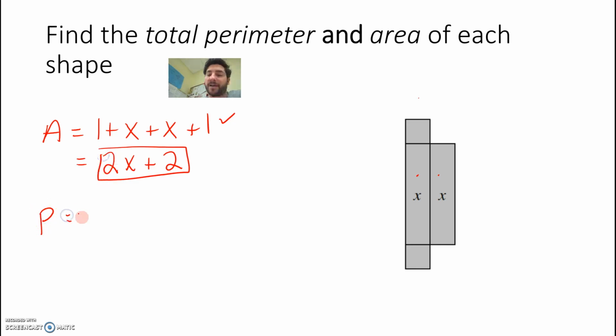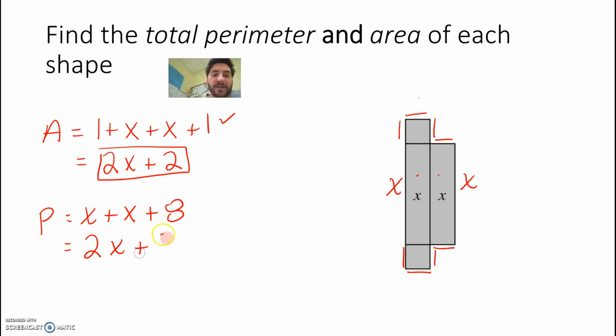So what about the perimeter here? Well, I've got all these as 1s, 1, 1, 1, 1. This is an X. This is an X. This is a 1, 1, 1, and a 1. So if I were to add all those together, I have an X plus another X plus 1, 2, 3, 4, 5, 6, 7, 8 plus 8 units, or 2 X lengths plus 8 units. That is the perimeter.